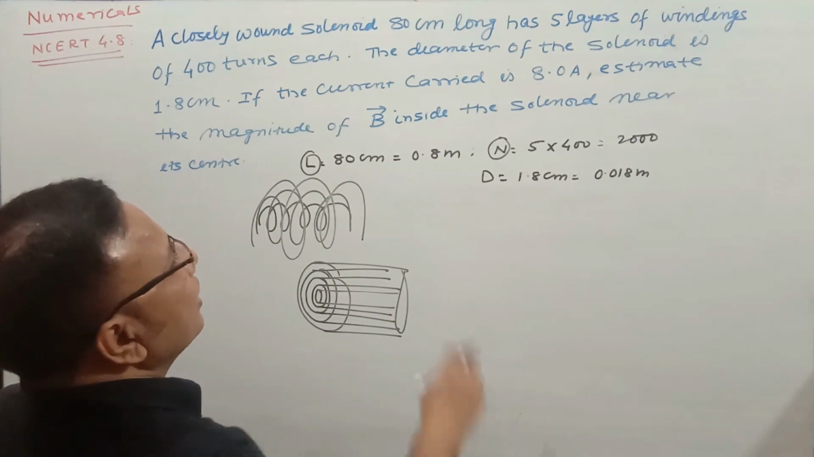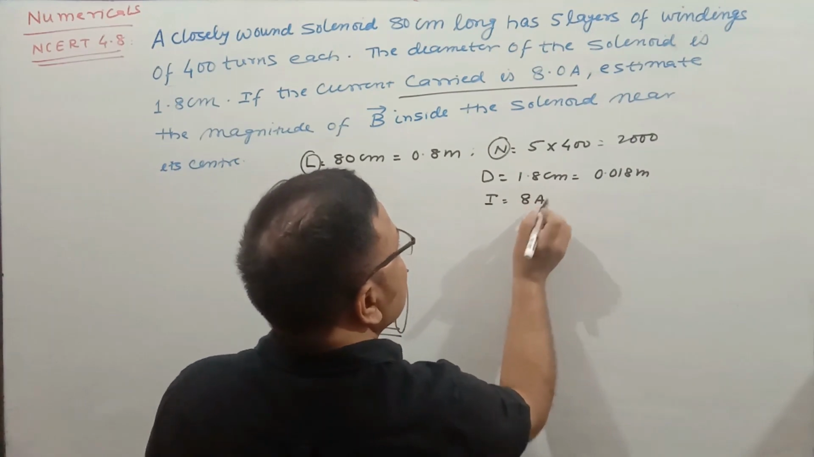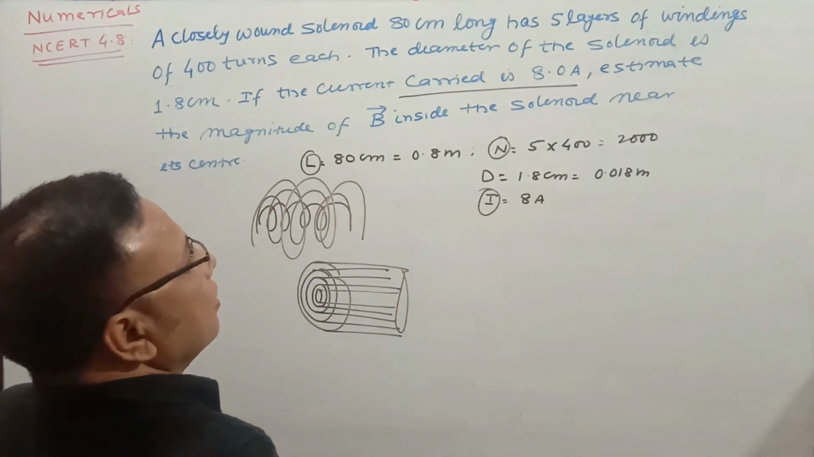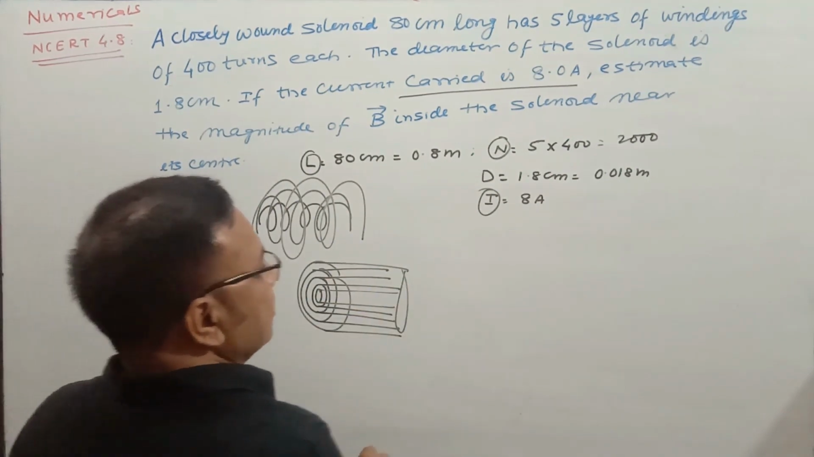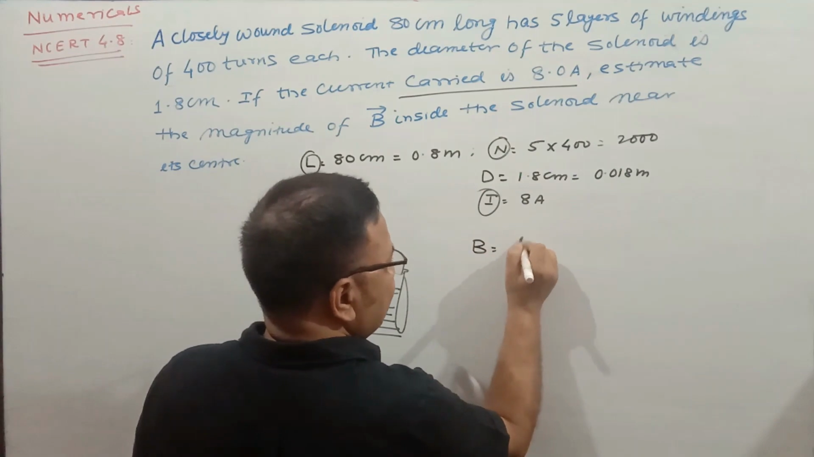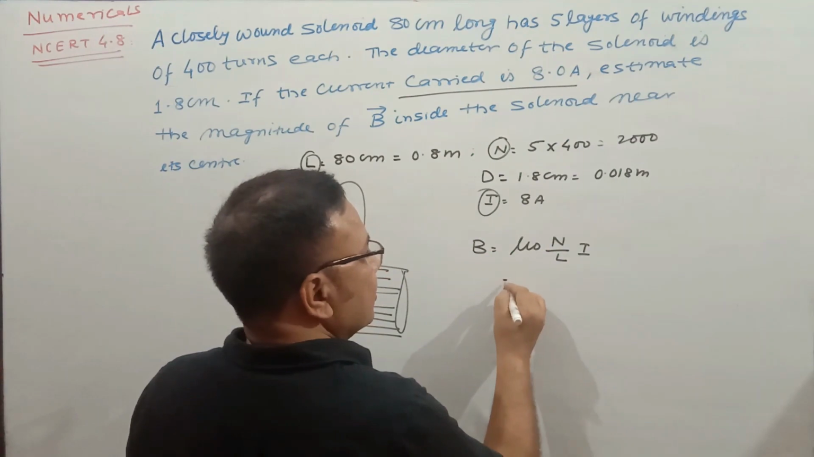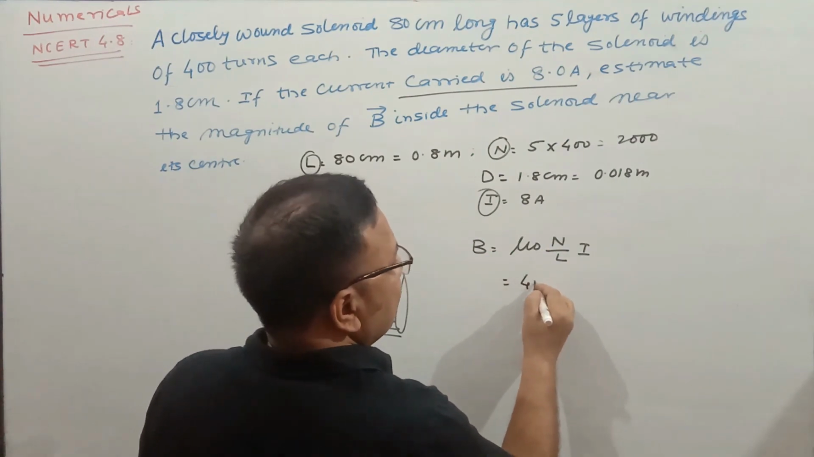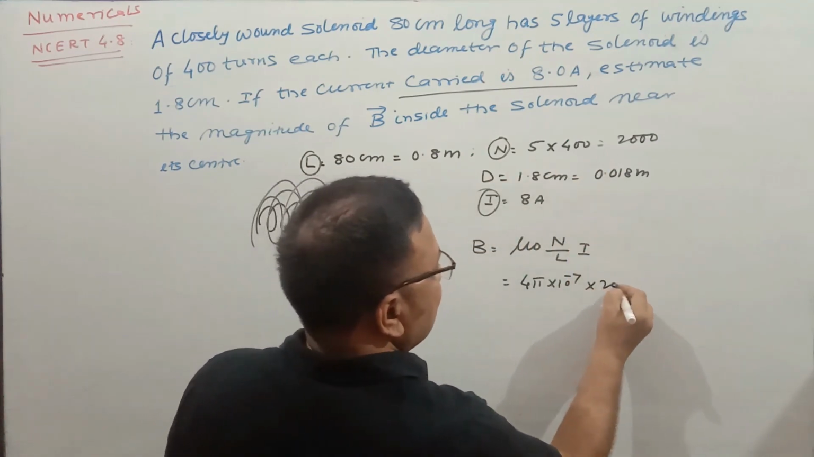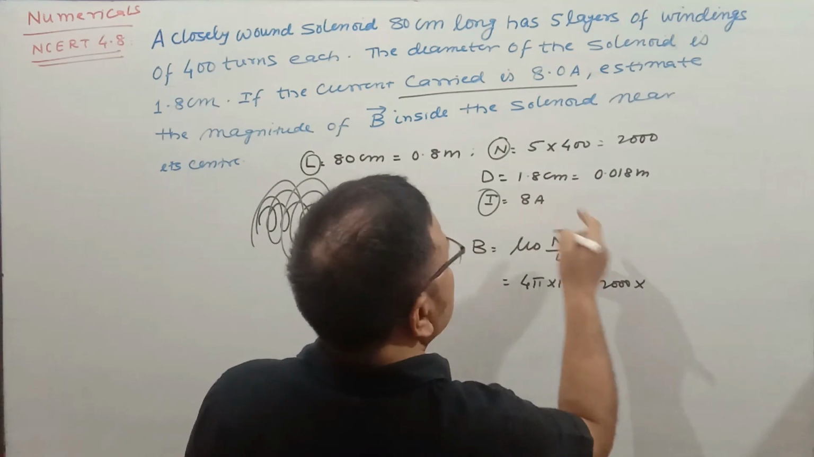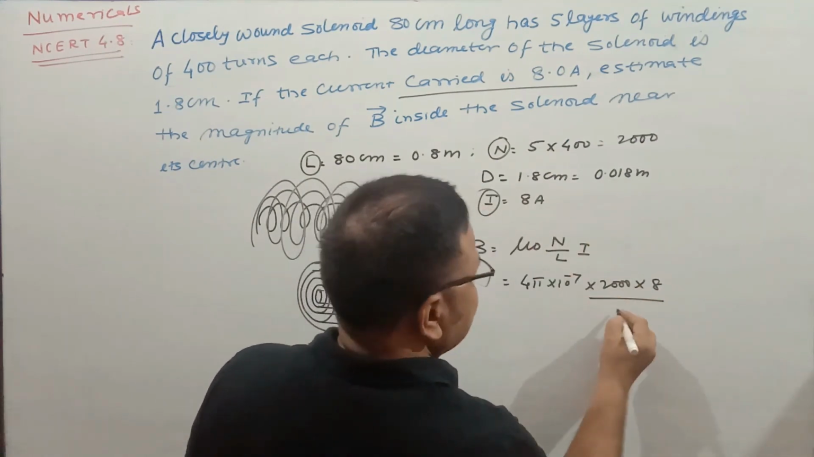And you have to find the current. The current carried is 8 ampere, so the I value is 8 ampere. So I is also given. Estimate the magnitude of the magnetic field inside the solenoid near its center. We know a straight solenoid has the formula mu naught N I by L. So what is mu naught? 4 pi into 10 to the power minus 7 SI unit. Number of turns is 2000, current is 8 ampere, and L is 0.8 meter.